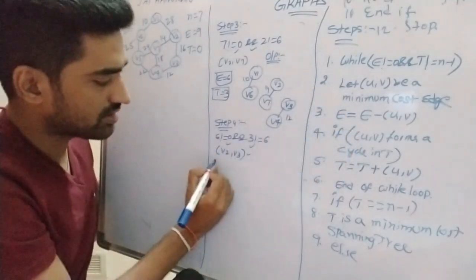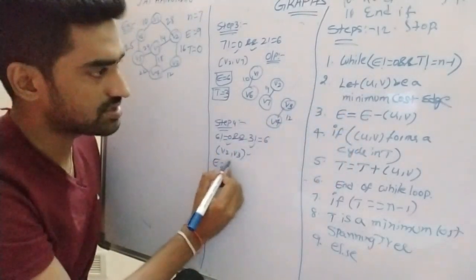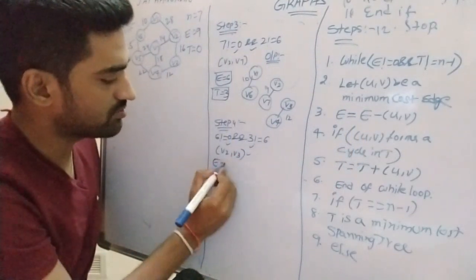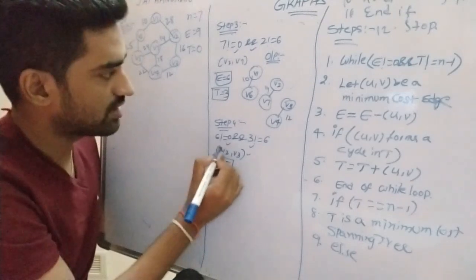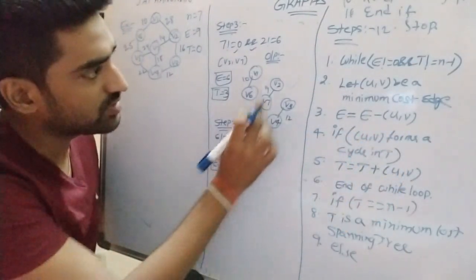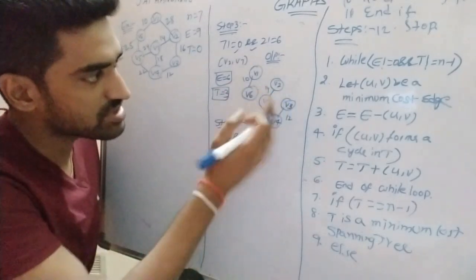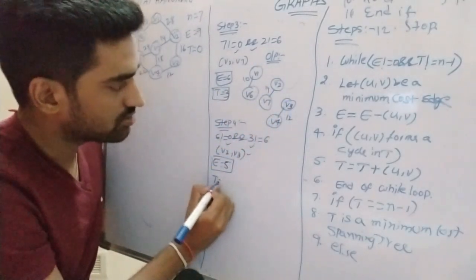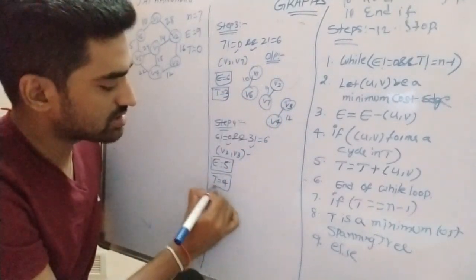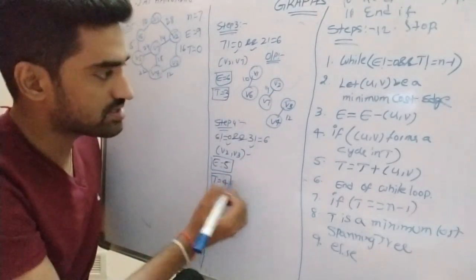Then that can be deleted from the set of network edges. Now E value becomes 5. Then we are checking this condition: does U comma V form a cycle? V2, V3 does not form any cycle. So that's why this can be added to the output. That is, T is equal to 4. One more edge will be added to the output.